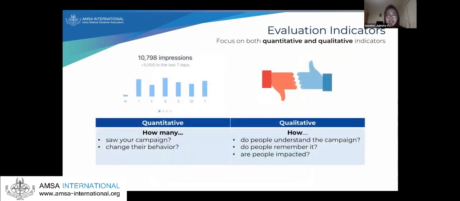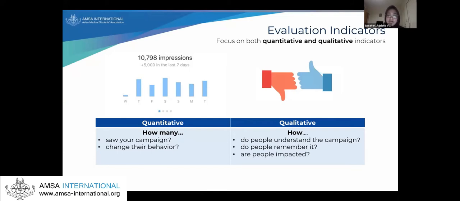And lastly, before you implement your project, you also need to make several evaluation indicators, which directly correspond to your goals. For this, you need to ensure that you focus on both quantitative and qualitative indicators, because both of them have different strengths about how they can help evaluate your advocacy. So for the first one, quantitative indicators can show you how many people saw your campaign. So this can be used to evaluate the channel you are using.